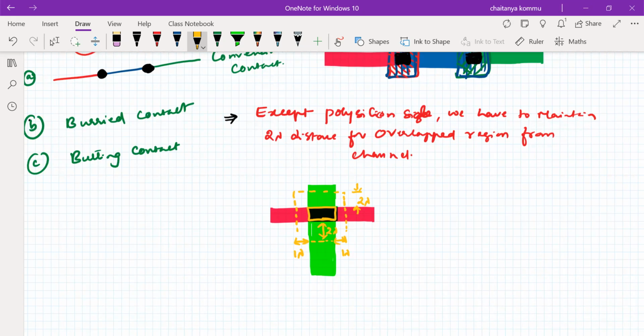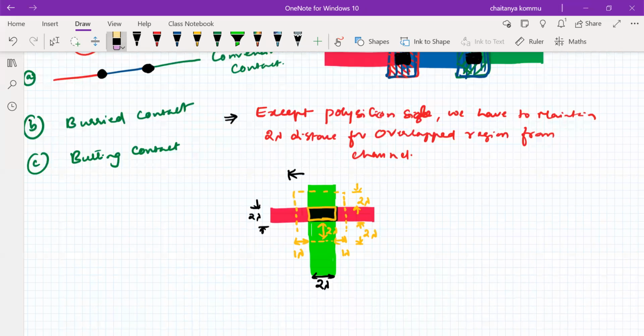Okay, clear to all of you? So therefore, this is what we have to understand. 2 lambda we have to maintain. Now, what is the overlap dimension here? What are the dimensions of this one? It's a 1 lambda in between. For example, the distance between this one is 2 lambda. This is also 2 lambda, but it looks like more than 2 lambda. But don't forget about this. It's a 2 lambda also.